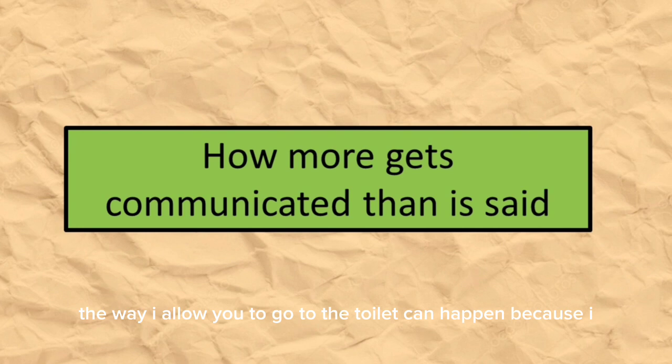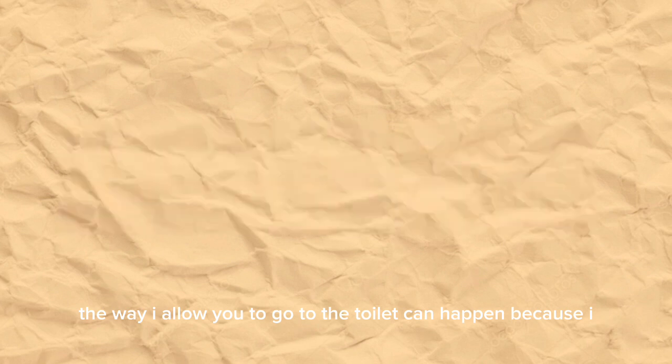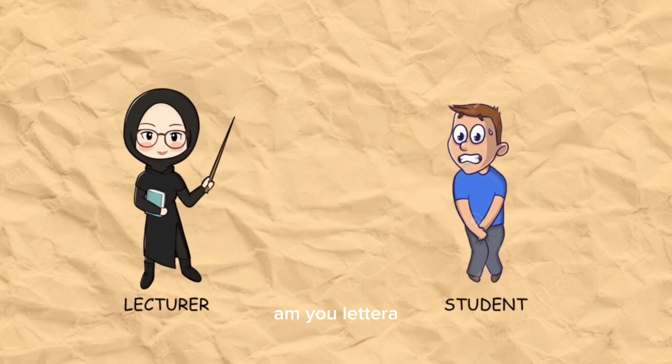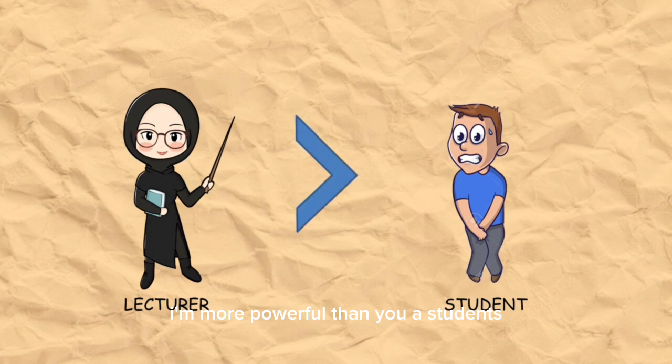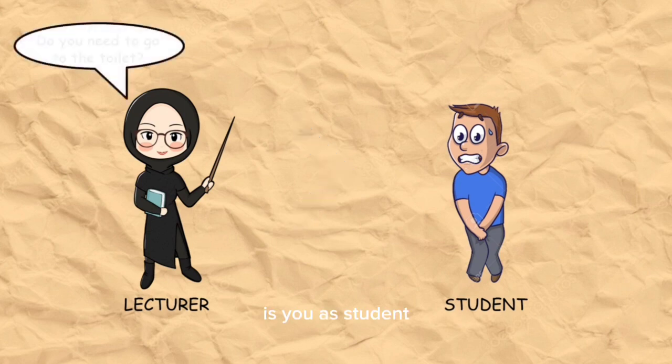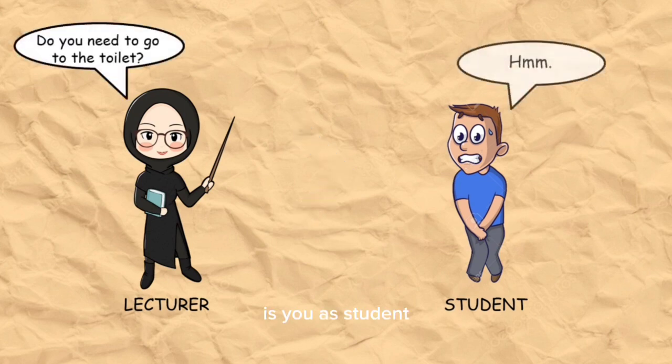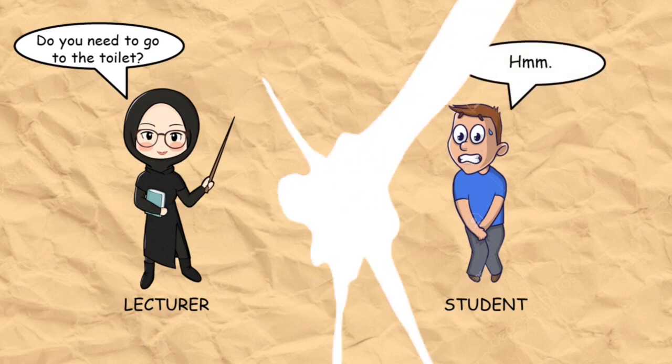The way I allow you to go to the toilet can happen because I am your lecturer, which technically means I'm more powerful than you as a student. That's why I can simply say that. Not to mention, I am talking in front of the class and you interfere. So I don't want to waste my time answering and go back to talking immediately. If you, as a student, answer me, your lecturer, with that, what do you think will happen?